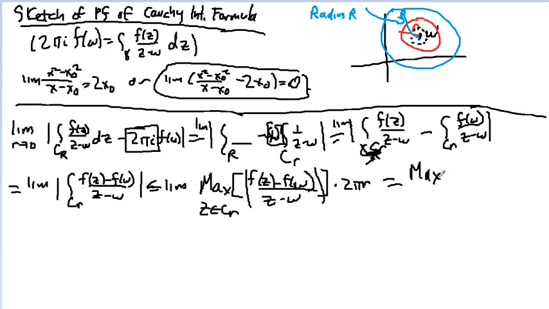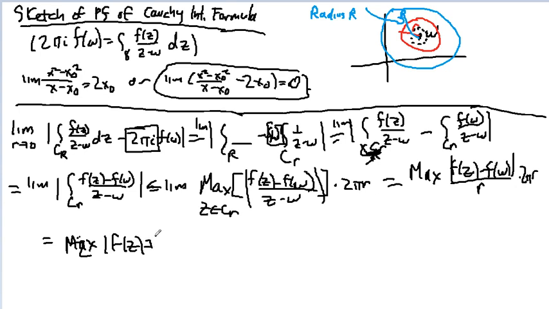It's the max of f of z minus f of w over absolute value of z minus w equals r, times 2 pi r, because this red circle is defined by absolute value of z minus w equals r. This equals the max of f of z minus f of w times 2 pi. But the max here, as r goes to 0, these are going to be the same points. That's 0 times 2 pi, which equals 0 as you take the limit.